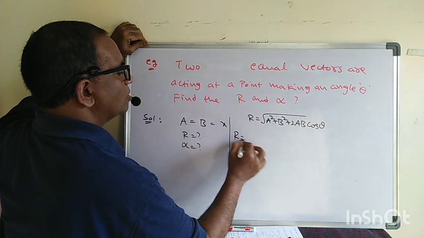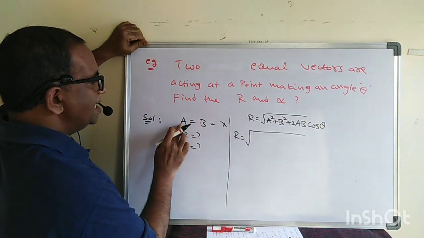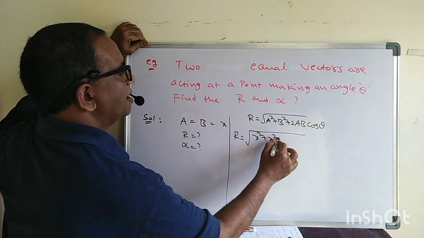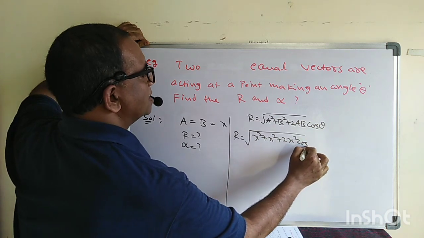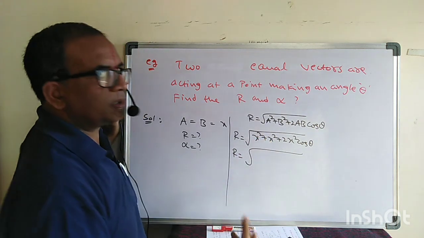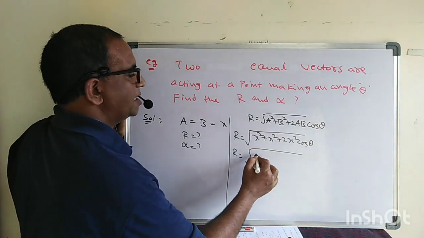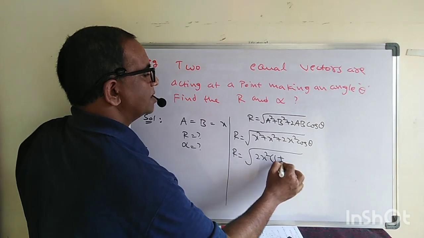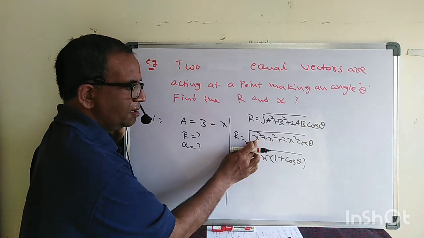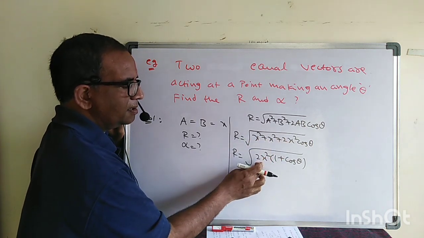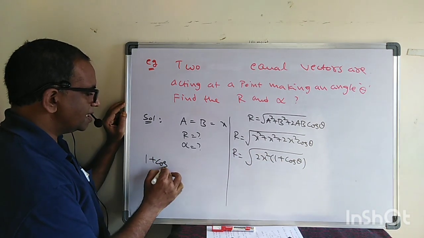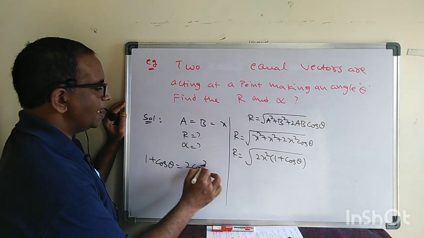Therefore, here R is equal to root over, a is equal to b, both are the same, let us equate them to x. Therefore, x square plus x square plus 2x square cos theta. Here x square plus x square is how much? 2x square. So can I take 2x square common? 2x square into (1 plus cos theta). And you see here, 1 plus cos theta is equal to 2 cos square theta by 2.